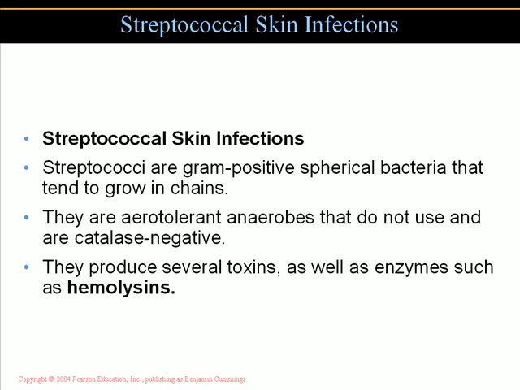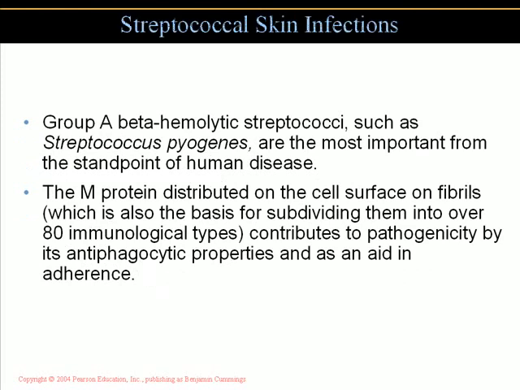In streptococcal skin infections, they produce several toxins as well. They produce enzymes such as hemolysin. We also see group A beta hemolytic streptococcus such as strep pyogenes are some of the most important from the standpoint of human disease. The M protein, as I alluded to earlier, is distributed on the cell surface on fibrils, which is also the basis of subdividing them into 80 immunological types. This contributes to the pathogenicity and its anti-phagocytic properties as it aids in adherence.